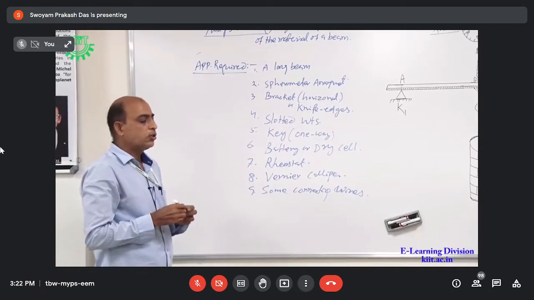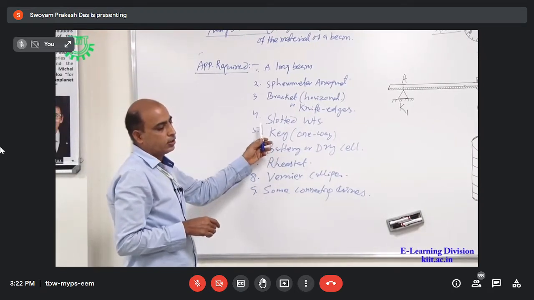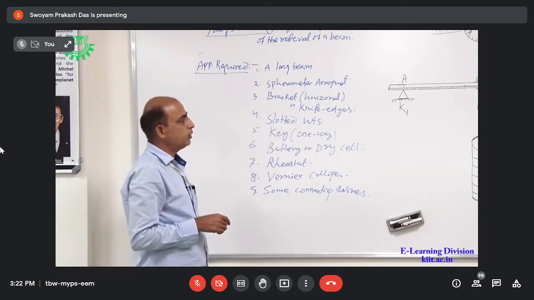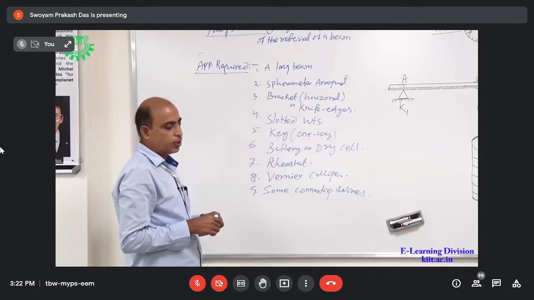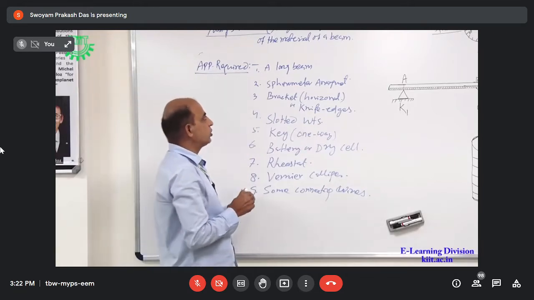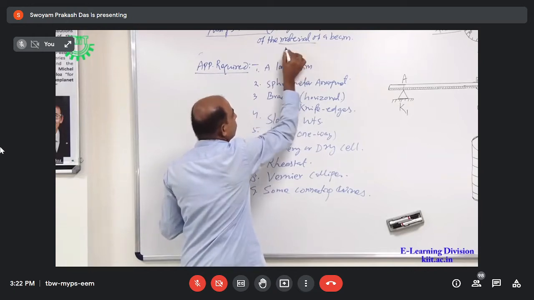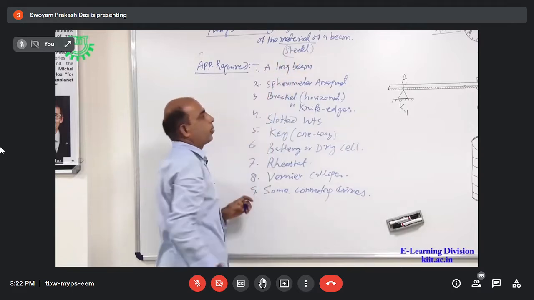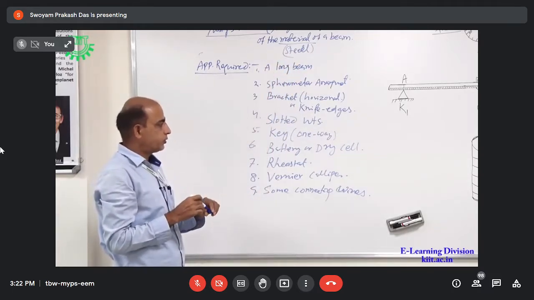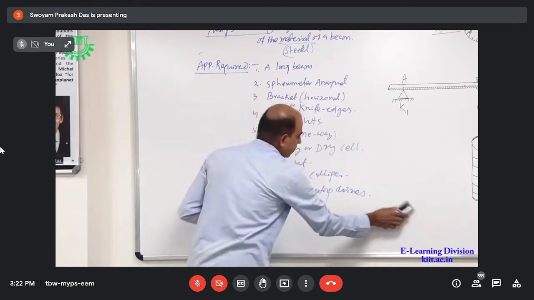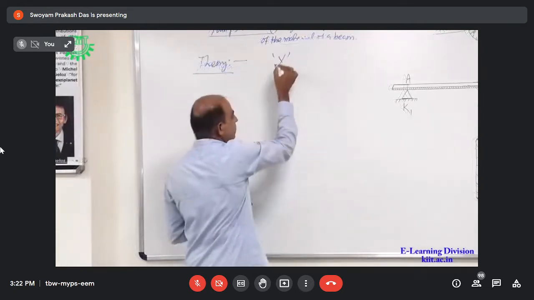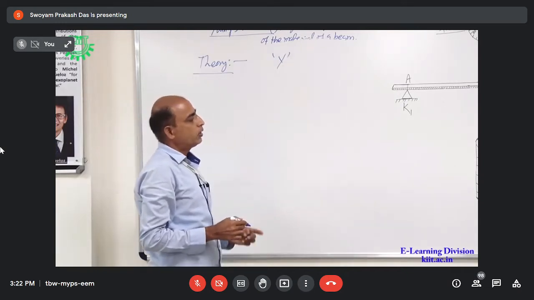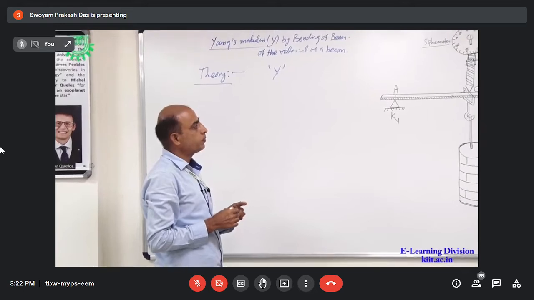So these are the apparatus required in our experiment. With these things, we will perform our experiment to determine Young's modulus of the material. Here the material we use is steel, and we will find it. Next part, that is theory. So there is a working formula to determine the value of Y by bending the beam.